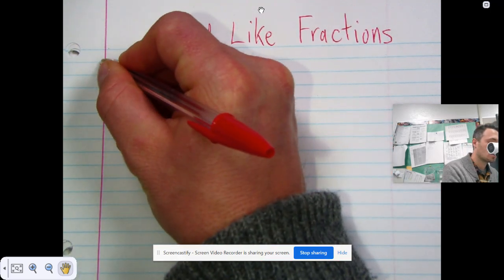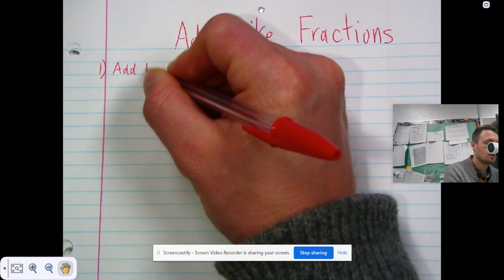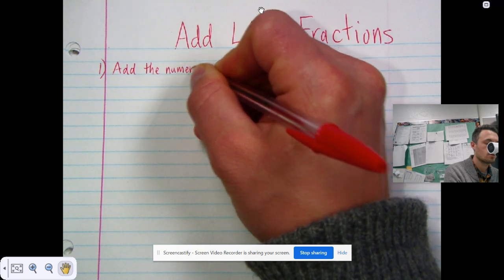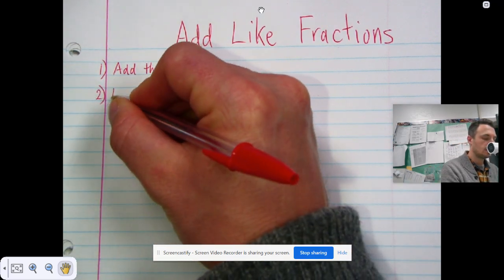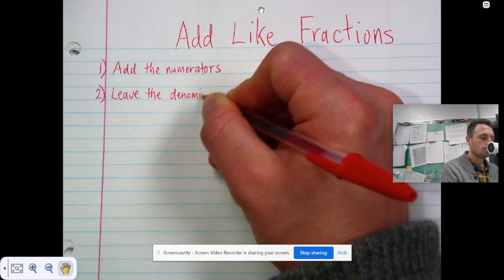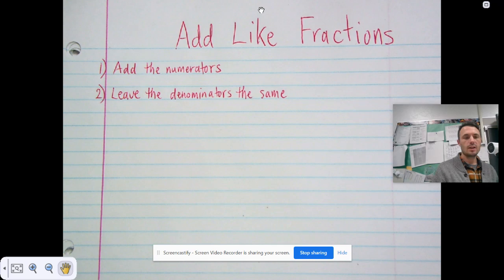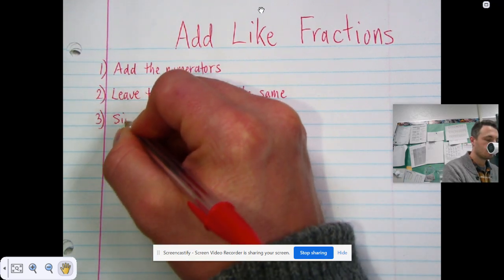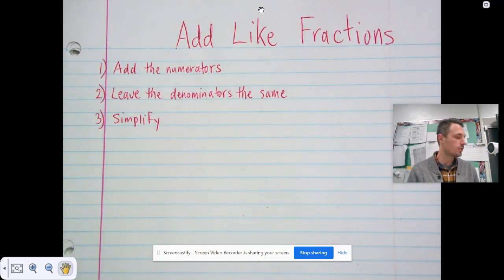When you're adding like fractions, all you have to do is follow these 3 steps. Step 1 is add the numerators. Step 2, leave the denominators the same. And step 3 is simplify. Add the numerators, leave the denominators the same, and then simplify. Let's look at a couple examples together so you can see what I'm talking about here.